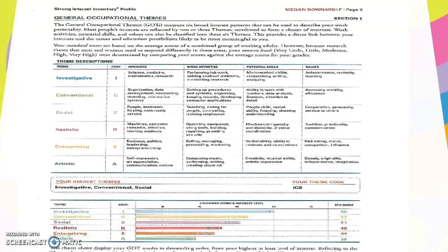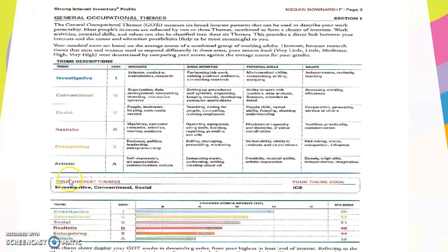In this particular section, in the GOT, take time to actually read the theme, read the interest about the theme, the work activities, potential skills, and values. I would highly suggest that you print this report, and when you print the report, go back and highlight keywords in the GOTs that you believe are very important and true for you. You can spend time on all 6, or you can highlight the top 3.